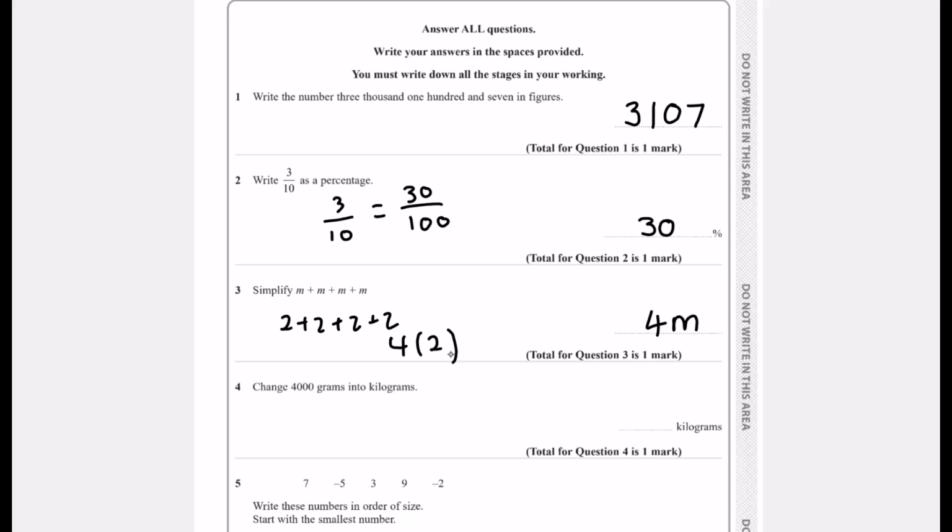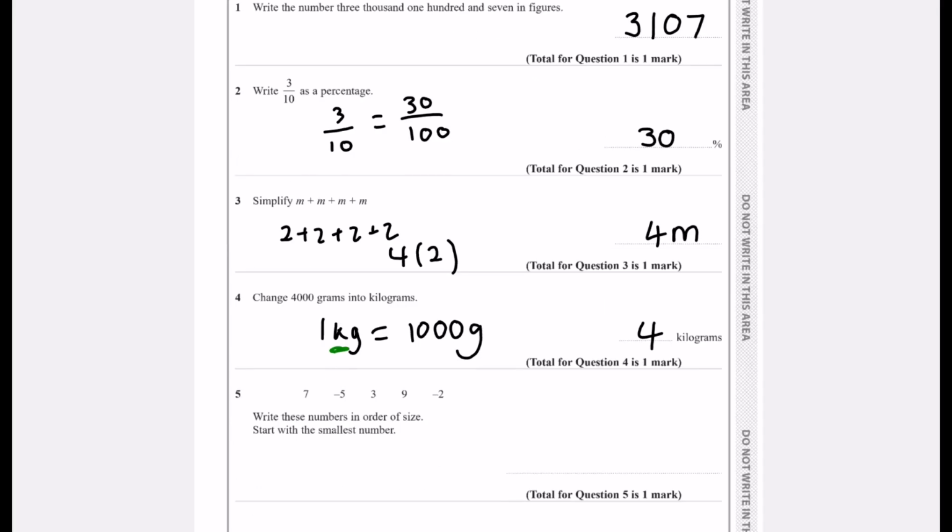Question 4. Change 4,000 grams to kilograms. 1 kilogram is equal to 1,000 grams. Whenever we see k, it means 1,000. So 1 kilogram is 1,000 grams, so 4,000 grams is 4 kilograms.